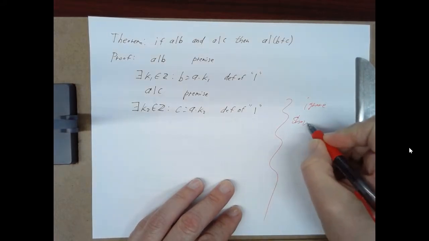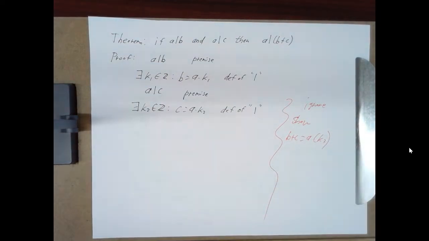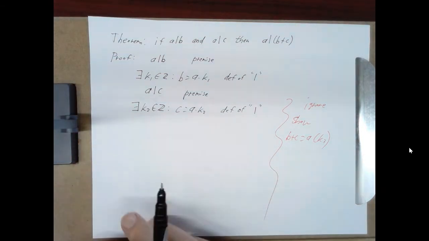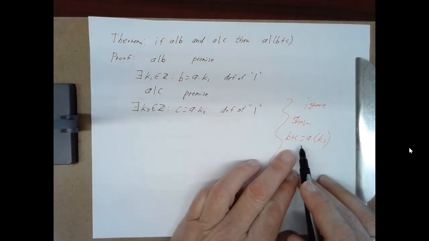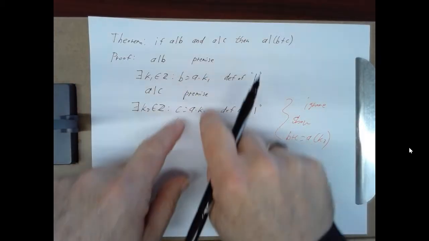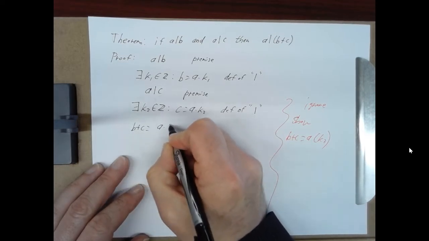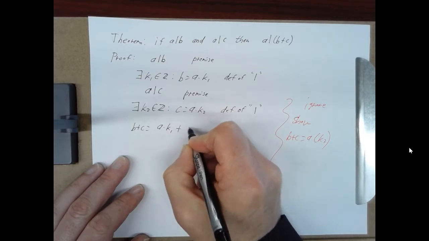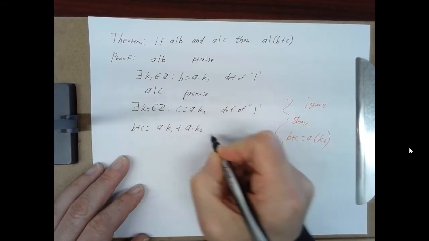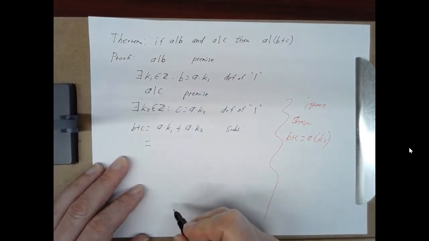And we want to show B plus C equals A times some other integer. Well, we have an expression for B, we have an expression for C. We're trying to make some statement about B plus C. One of the first things you might think of is let's just add B and C in this form. So let's do some algebra. B plus C equals, this is B, and this is C. So that's substitution. And hey, we got an A, let's factor it out.